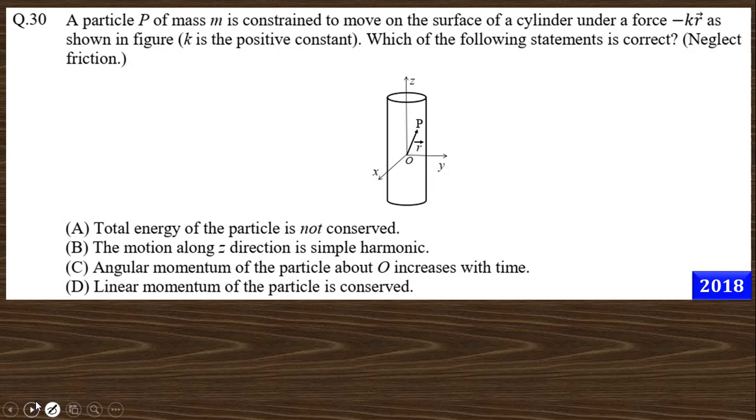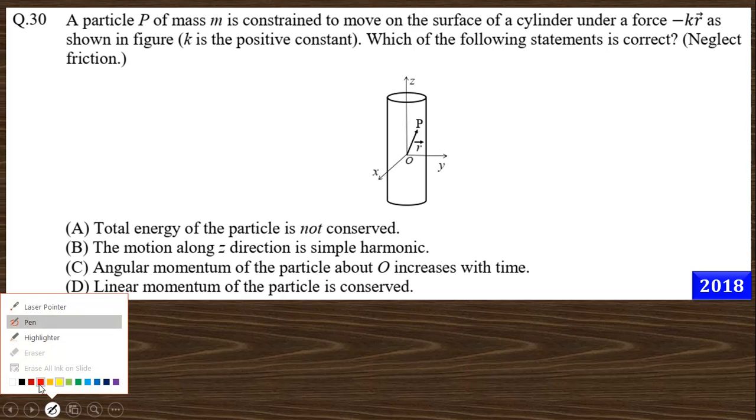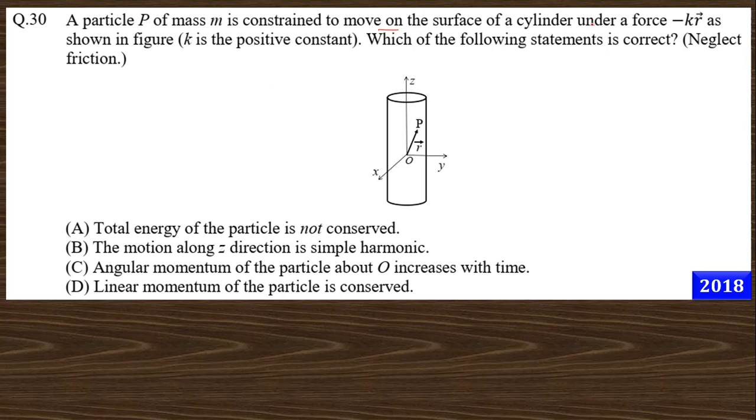The next question says a particle P of mass m moves on the surface of a cylinder under a force. The force is inward, that's why there is a negative sign. Which of the following statements is correct? So the force is nothing but minus k r vector. In the cylindrical coordinate system, you know the r vector is r r-cap plus z z-cap.